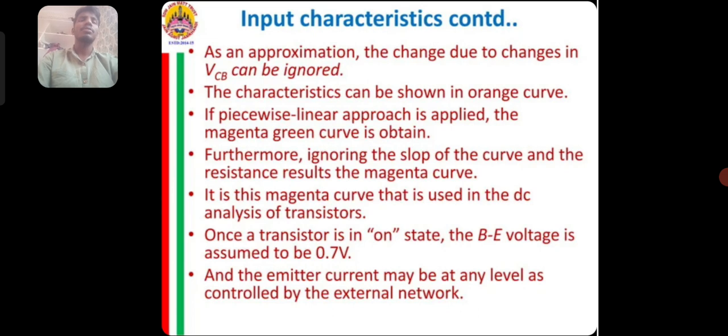As an approximation, the change due to changes in VCB can be ignored. The characteristics can be shown in the orange curve. If a piecewise linear approach is applied, the green curve is obtained. Furthermore, ignoring the slope of the curve and the resistance results in the magenta curve. It is the magenta curve that is used in the DC analysis of transistors. Once a transistor is in the on state, the BE voltage is assumed to be 0.7 volts and the emitter current may be at any level as controlled by the external network.